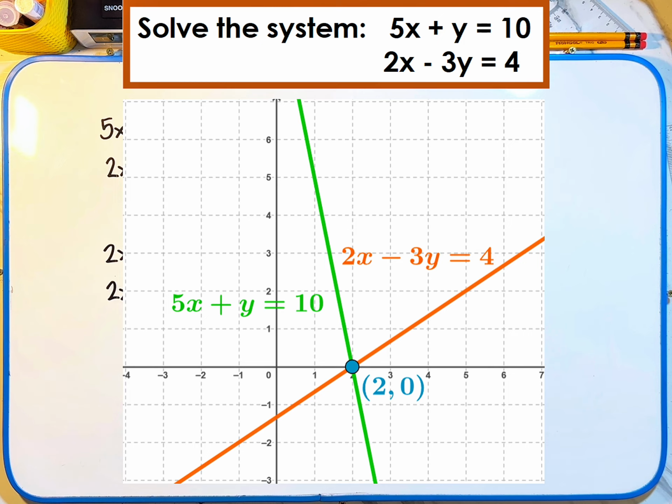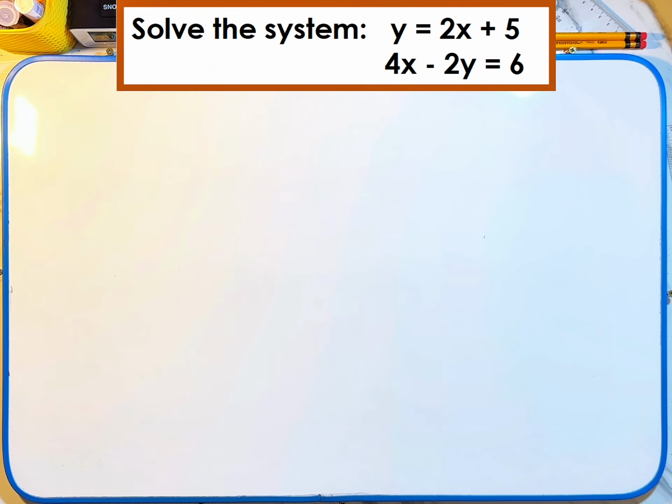And we can check this solution by graphing the two lines. And upon checking, it's clear that the solution is indeed the point 2, 0. And again, the system is consistent, independent. Next, let us solve the following system. Okay, let me copy first.